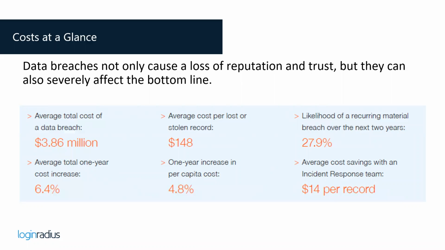So just at a glance, the total cost of a data breach in 2018, the average cost, is actually around 3.86 million. When you look at it, the average cost per record is about $148. So just looking at the number, it may not seem like a lot, but when you multiply that by millions of records lost, that's where you get the millions in cost as well.